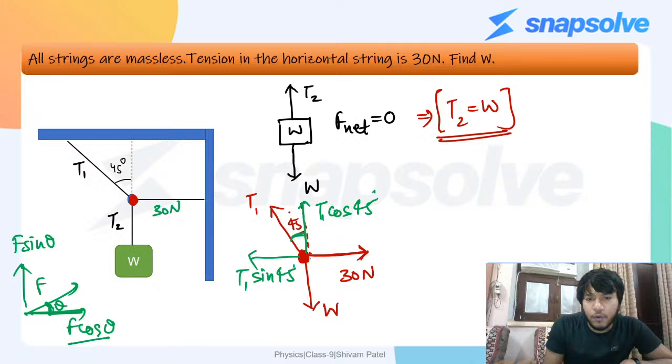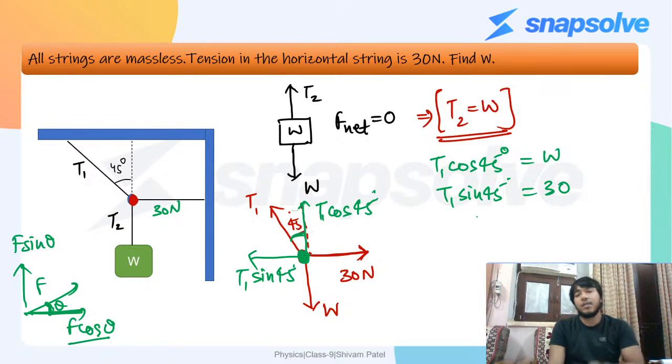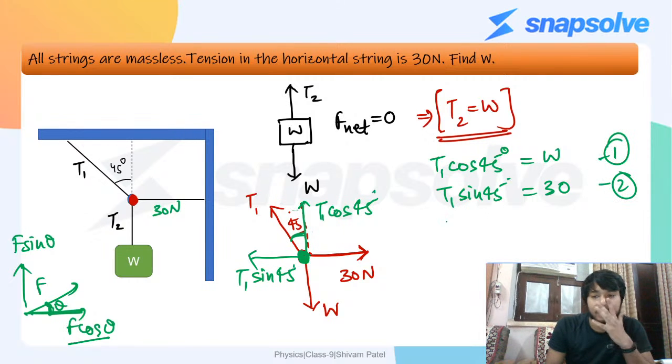Now see, as this point is at equilibrium, that means whatever force is acting in upward direction will be equal to the force acting in downward direction. So you can write T1 cos 45 degree is equal to W, and you can write the force towards left should be equal to force towards right as the point is at rest. So T1 sin 45 is also equal to 30 Newton. So from the second equation, you can find the value of T1, right? And put it in equation 1, you will get the value of W.